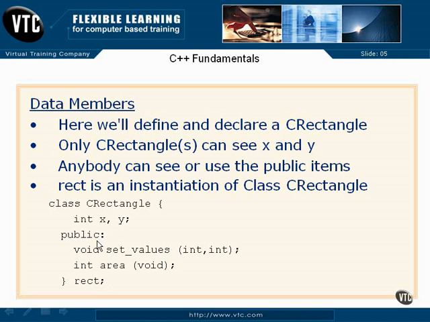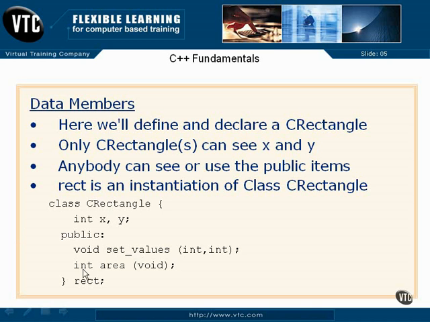We have to specify that we want some things public. And when we say public and a colon, now this function set values, which takes in two integers, is part of the CRectangle. It is a function within the CRectangle class. And this is really called a method. This is a declaration, I should say, of a method. We will define the method in a little bit and actually say what set values does for us. But right here we are declaring set values as part of CRectangle.